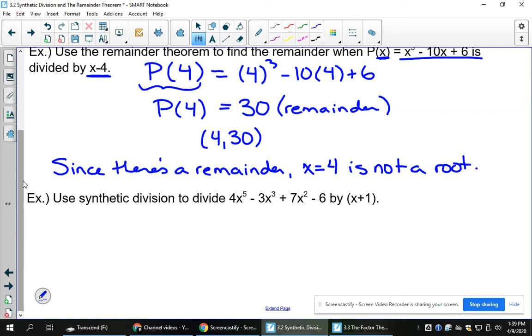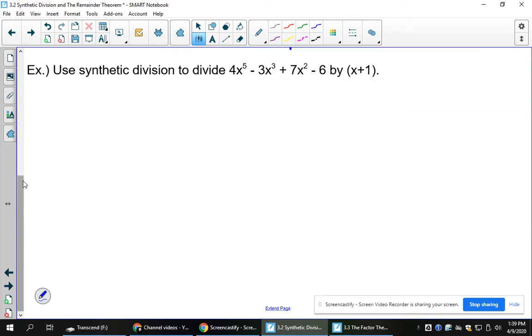So if you were to take that example and do the whole synthetic division process, you would get a remainder of 30. This is, however, a much faster way to find it. Next question asks us to do synthetic division. So here's just another review. First thing I'm checking, I've got x to the 5, x to the 3. I have to put in a 0, x to the 4 in there. Then I've got x squared. I'm missing an x before my constant.